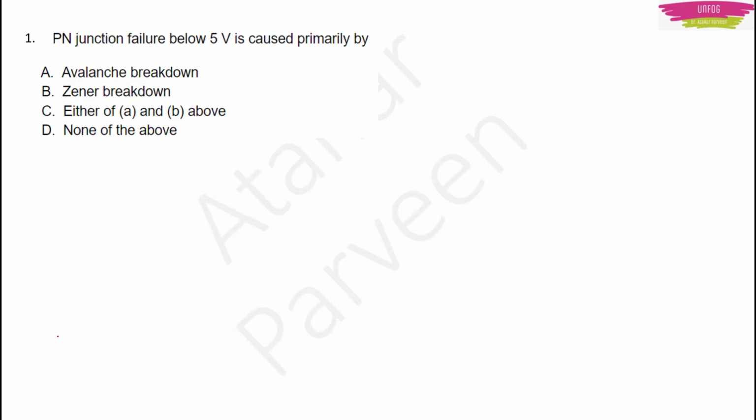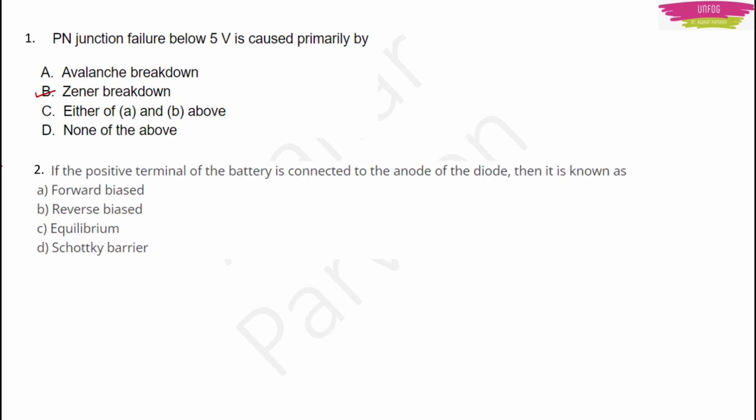Next question. A PN junction failure below 5 volts is caused primarily by, below 5 volts it should be Zener breakdown. Then again, more than 5 volts means it will be avalanche breakdown. Okay. If the positive terminal of the battery is connected to the anode of the diode, then it is known as anode positive. It should be forward biased.